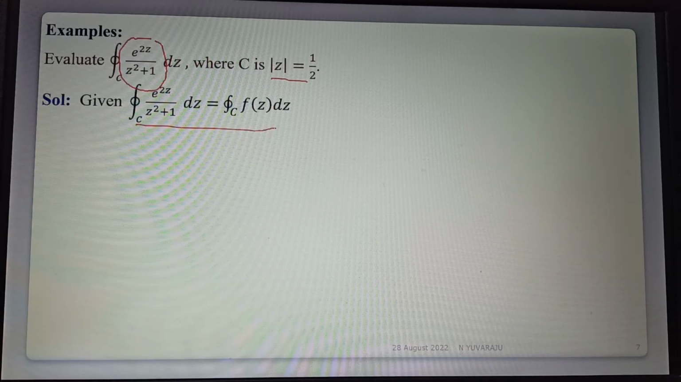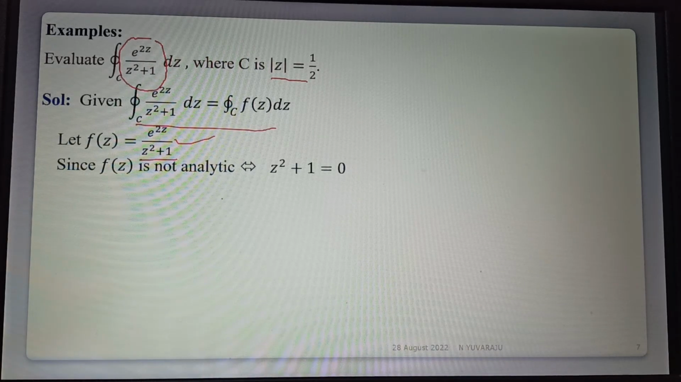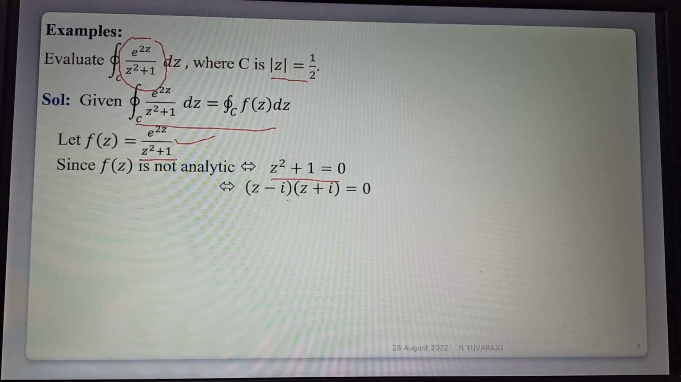See the solution. The given integration is of the form integration over C of f of z dz. Here f of z is equal to e power 2z by z square plus 1. We already discussed that the function is analytic except where the denominator is 0, because when the denominator is 0 it is not defined, so not analytic. The denominator means z square plus 1. When z square plus 1 is equal to 0, the given function is not analytic. So clearly f of z is not analytic if and only if z square plus 1 is equal to 0. Now solving this equation to find the points: z square plus 1 is equal to 0, like a square plus b square, factors as z minus i into z plus i, so z is equal to i or minus i. That is, at the point z equal to i and at the point z equal to minus i, the given function is not analytic.